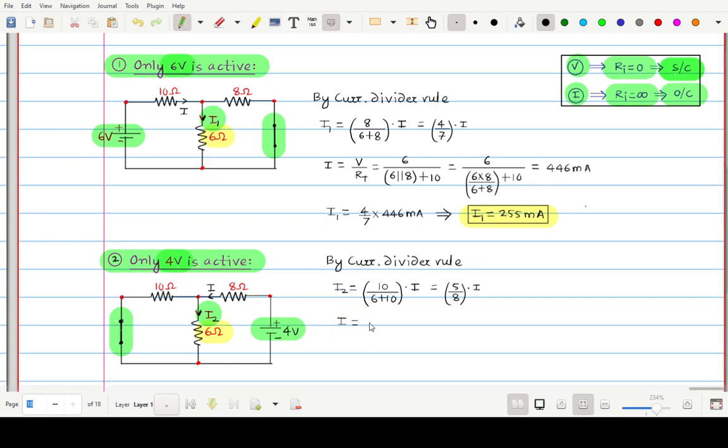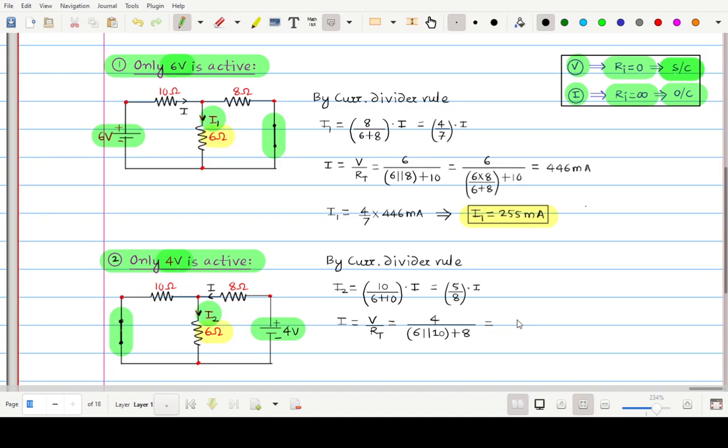So what is the total current? Total voltage upon total resistance, same as the first step. So what is the total voltage you are applying over here? 4 volt. And total resistance will be what? Here you can see that this 6 and this 10 ohm are in parallel. So 6 parallel to 10, and this combination is in series with this 8 ohm resistor, so plus 8. This is the total resistance you are getting.